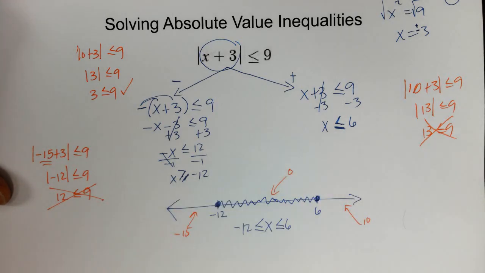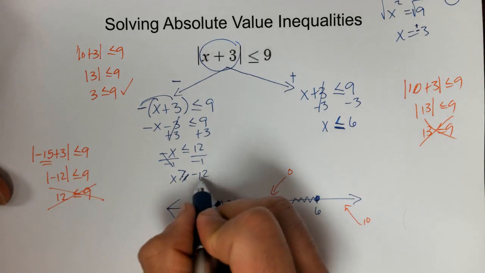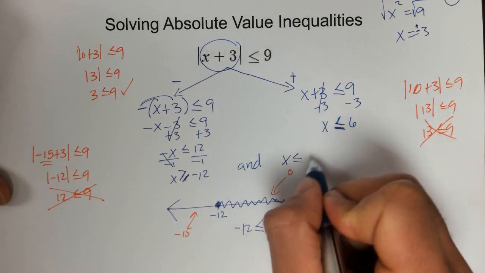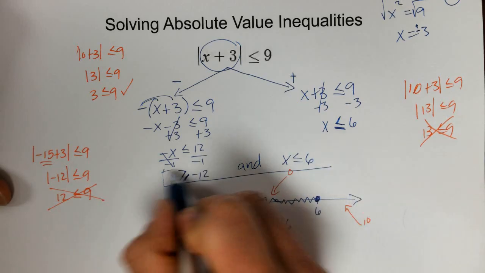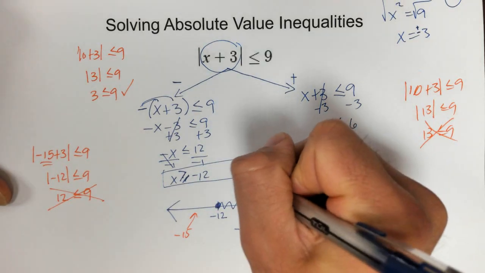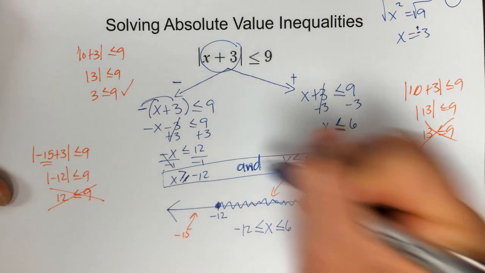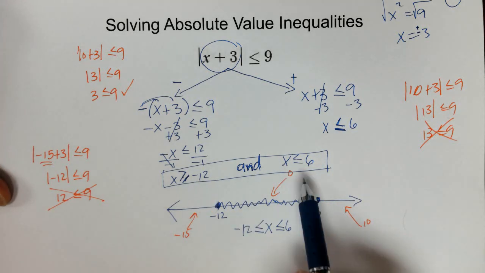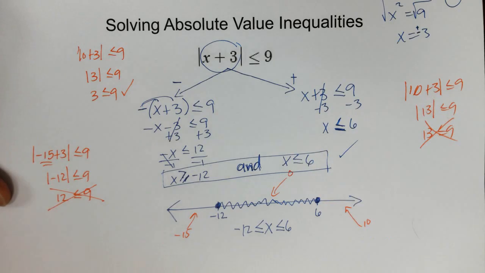Or we're looking for values greater than or equal to negative 12 and simultaneously less than or equal to 6. Right? The key word that we're going to focus on here is "and." Is 0 greater than negative 12? And is it also less than 6? You bet. All right, let's try another one.